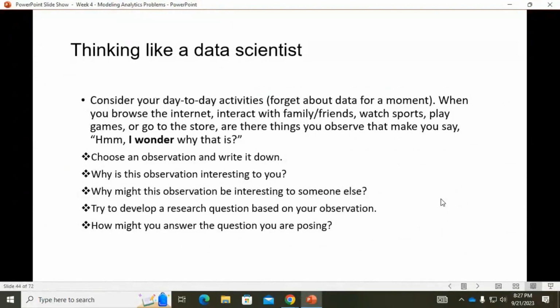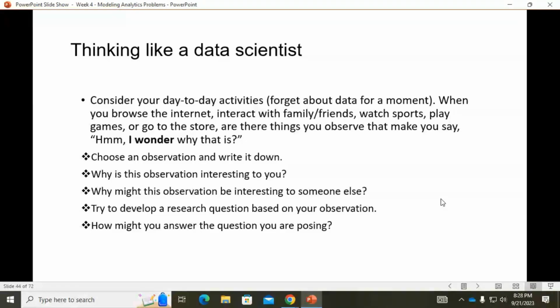So consider your day-to-day activities. Like when you're on the internet, you interact with family and friends, watch sports, play games, go to the store. Are there things that you have observed that make you say, well, I wonder why that is happening? So go ahead and think for a minute and choose an observation, something that is interesting to you about stuff that's happening in your everyday life. Why is it interesting to you? Why might it be interesting to somebody else?